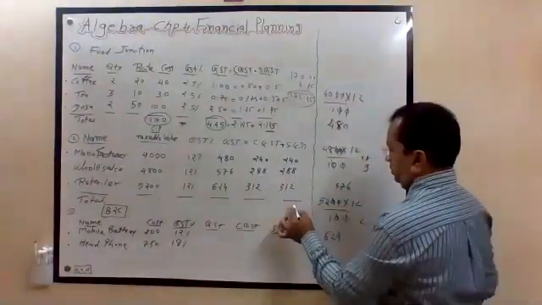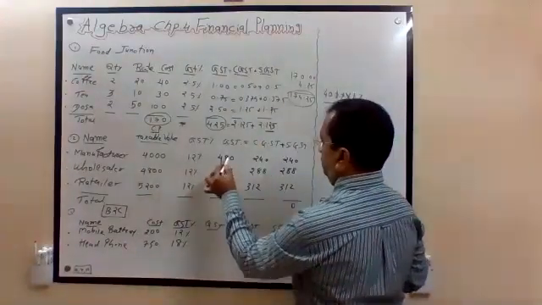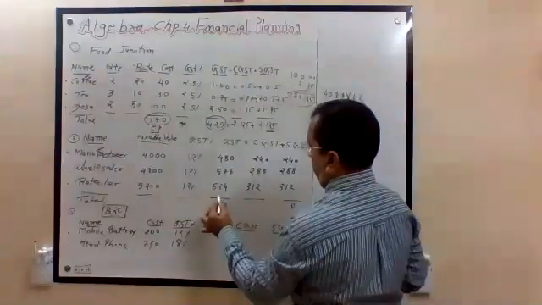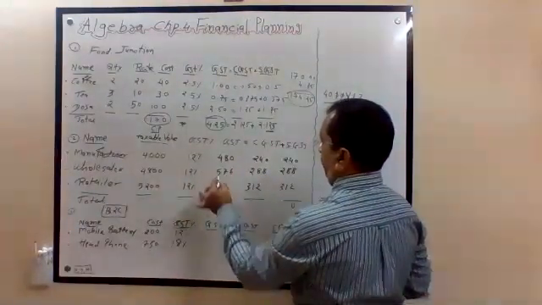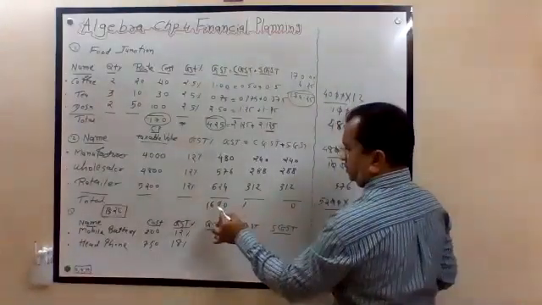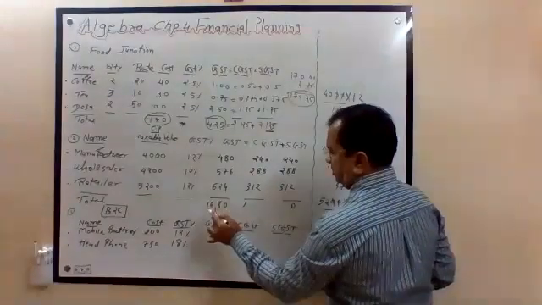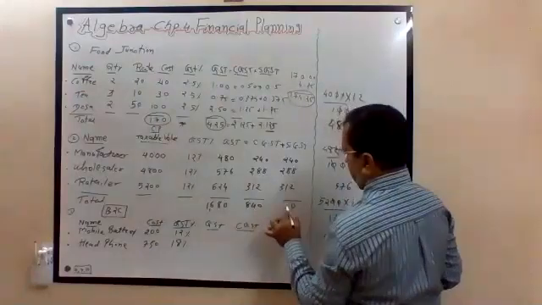Now total. This is 0. First we make this 0, 8, 1. So it should be 1600, no, 1600. So 840. 840.